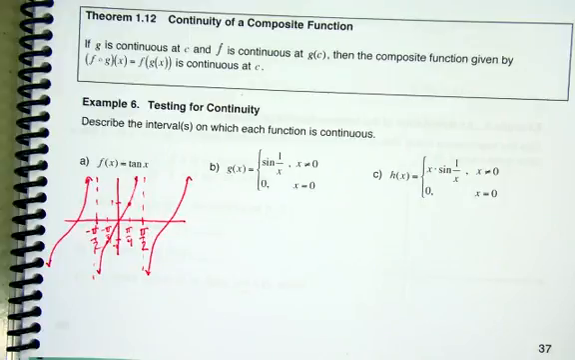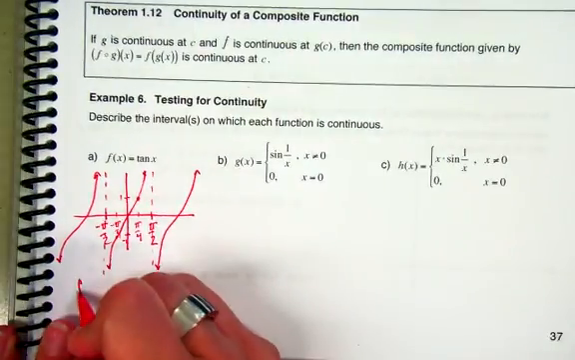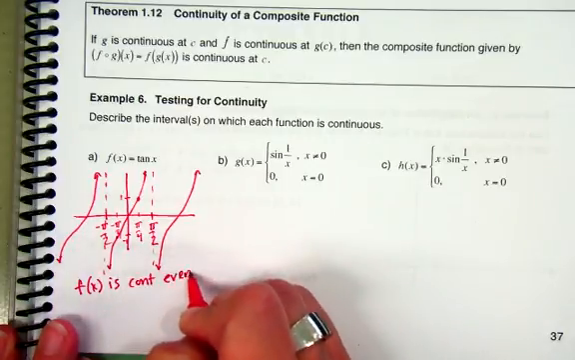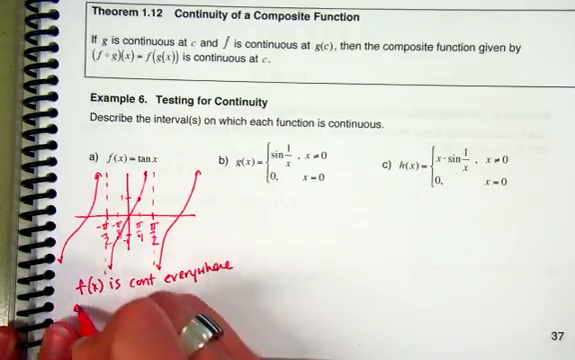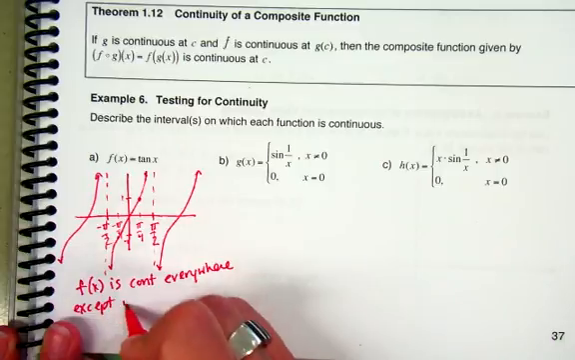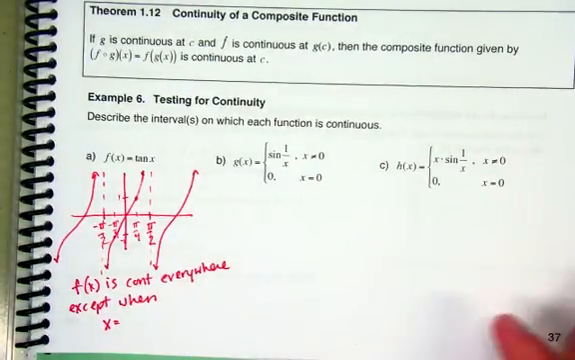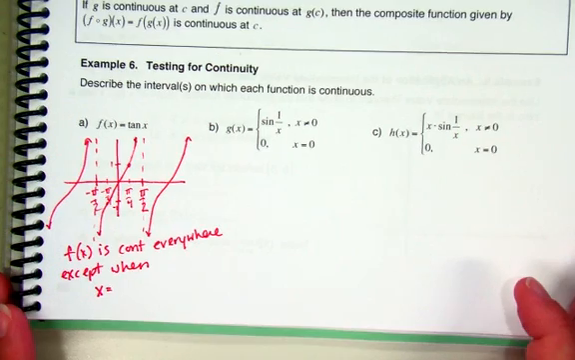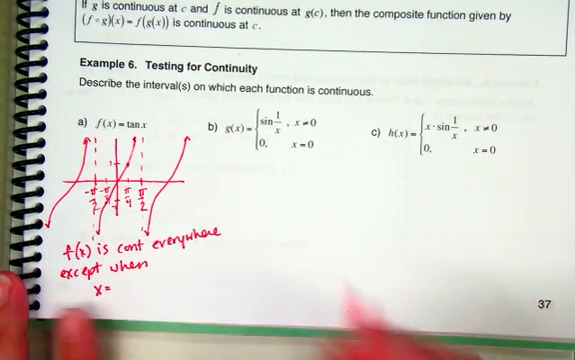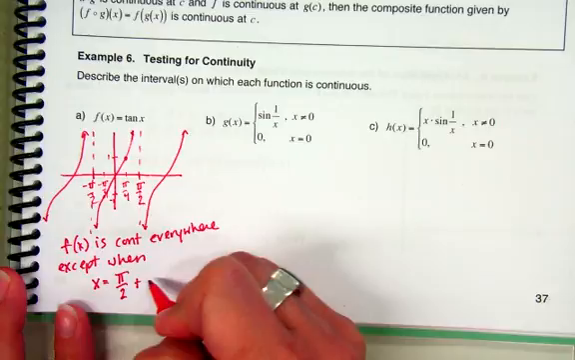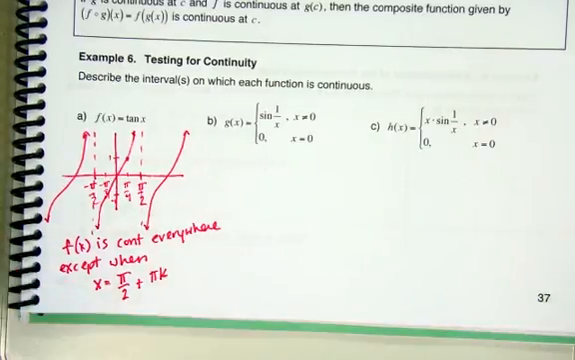Right? So where would it be continuous? So you would say f of x is continuous everywhere except when x equals what? Pi over 2 plus pi k. That's what I like. Plus pi k. That would work.